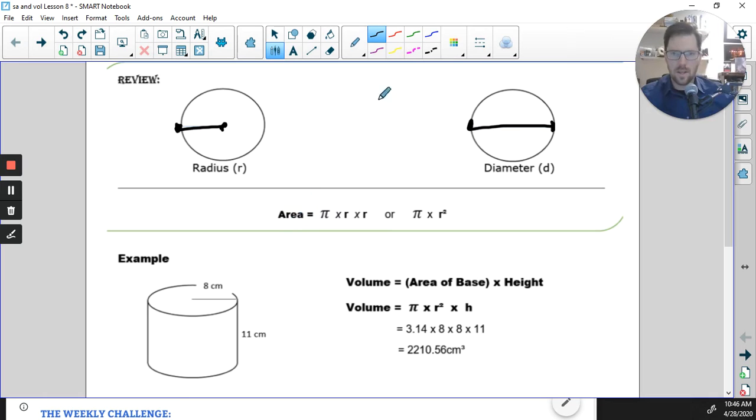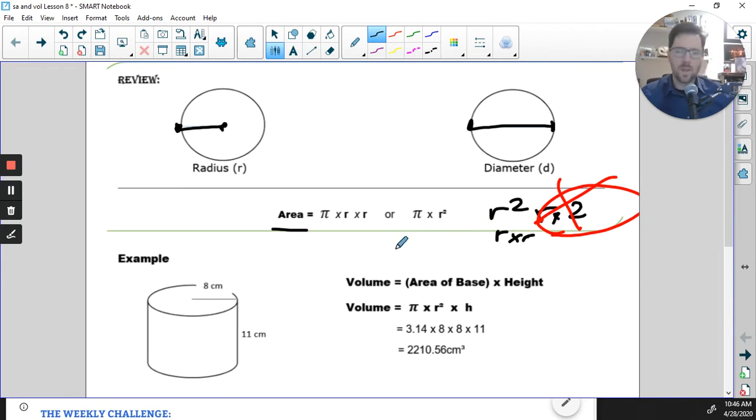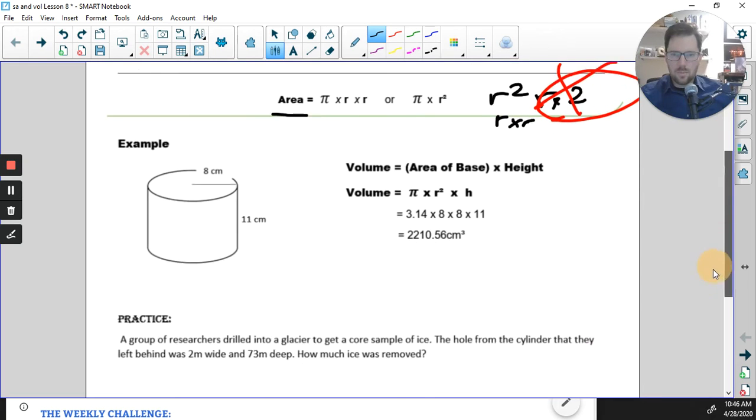area of a circle is pi times r squared. Remembering that r squared is not r times 2. R squared is r times r. Okay, so let's look down at an example.